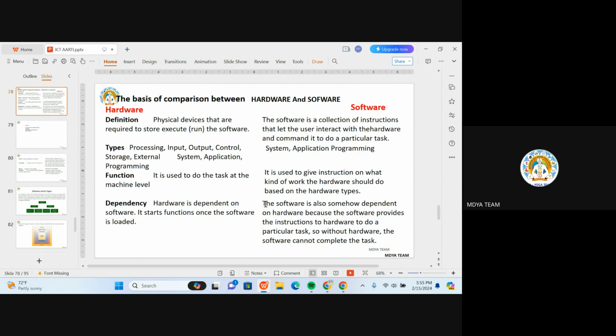Next is the software. Software without hardware is also meaningless. Because there is no output device, no input device, and no memory, we can't store that software or execute it. So both are dependent on each other. We can understand it like that.